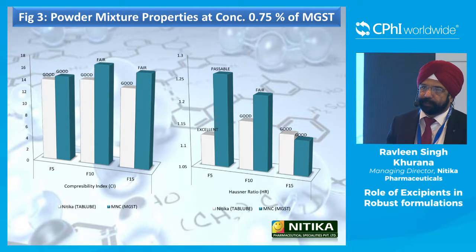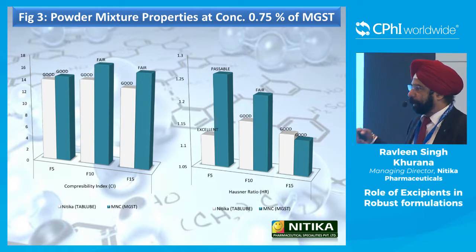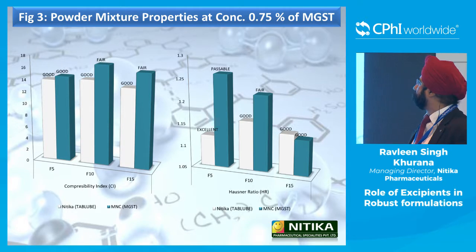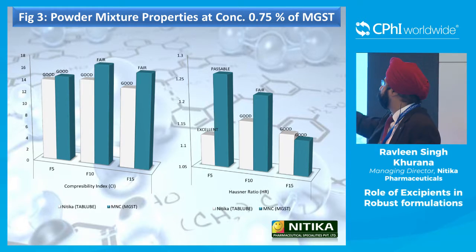So the same formulation, just change the excipient, and you can see strikingly different results in the Carr's index and the Hausner ratio. If you blend for 5 minutes, you'll have a good compressibility, but only a passable Hausner ratio. If you go for 15 minutes, your compressibility index will not be so good.